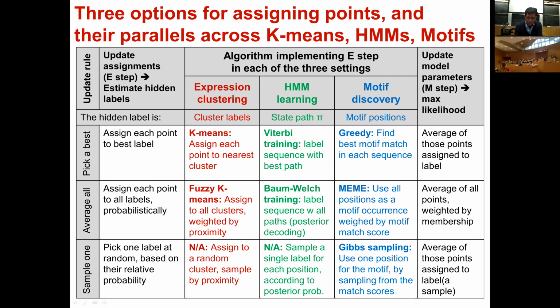And then, of course, once we had that, we updated the model parameters by either averaging those points assigned to the label, or averaging all points weighted by their membership. And in this particular case, we're just going to be averaging the points that were assigned to the label, which was some kind of sample. Okay?